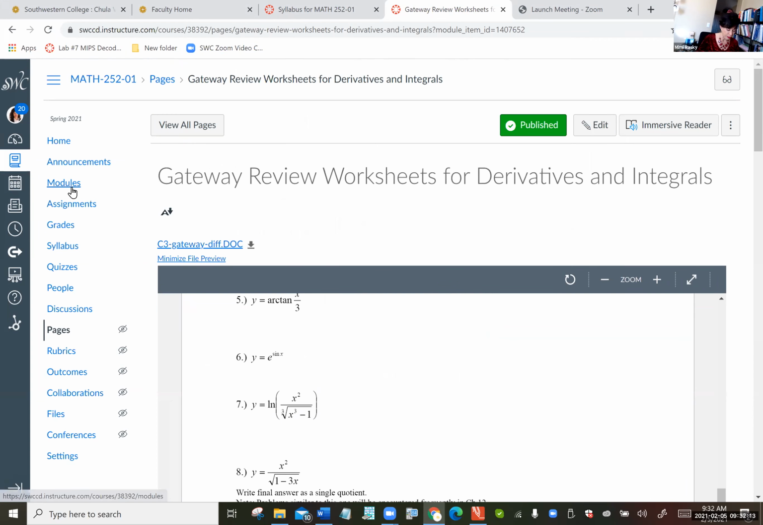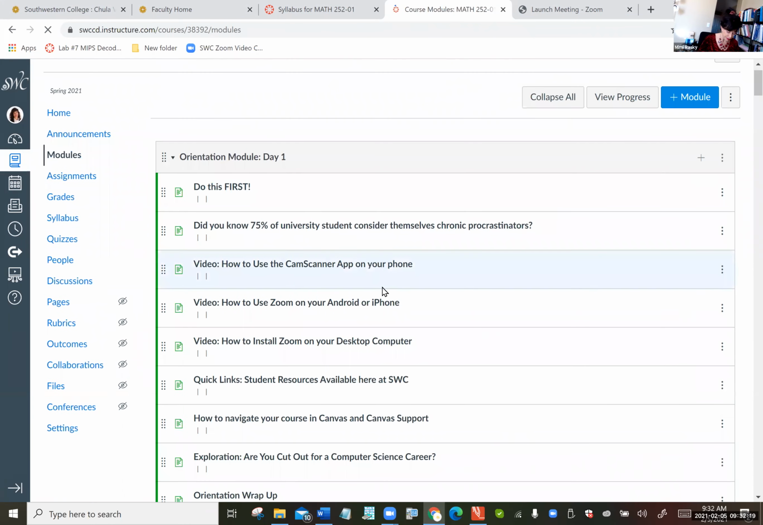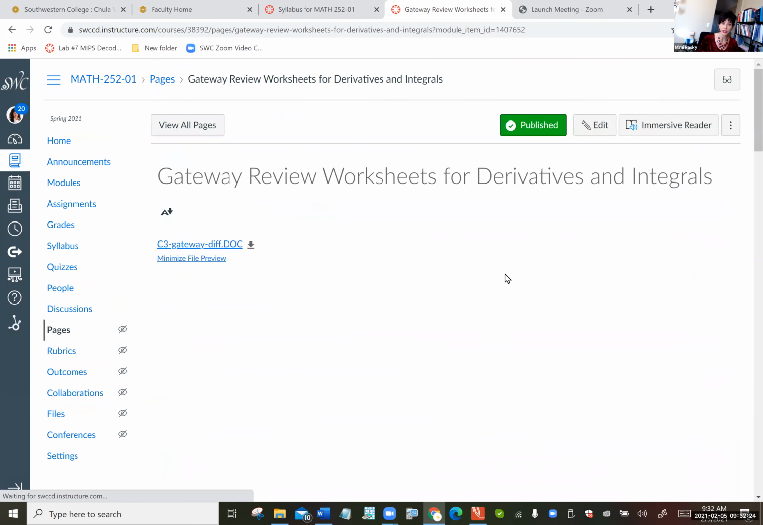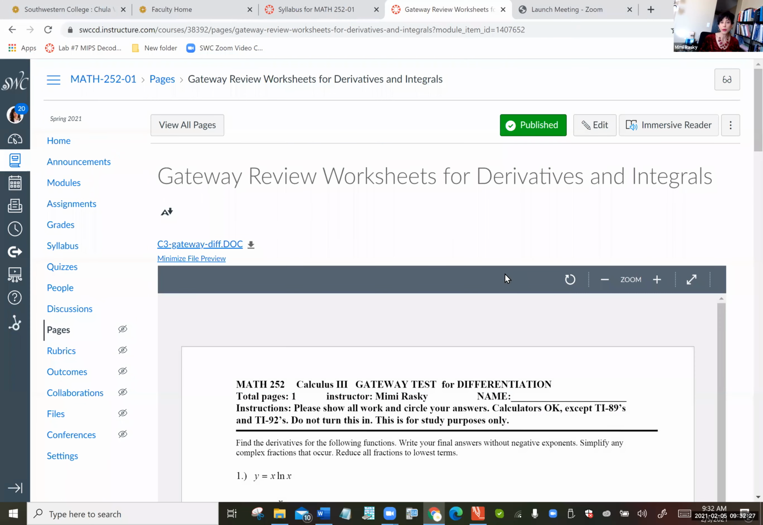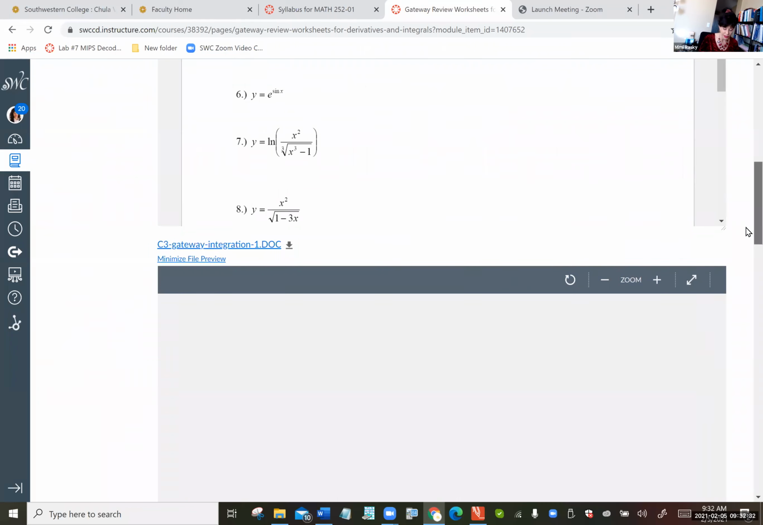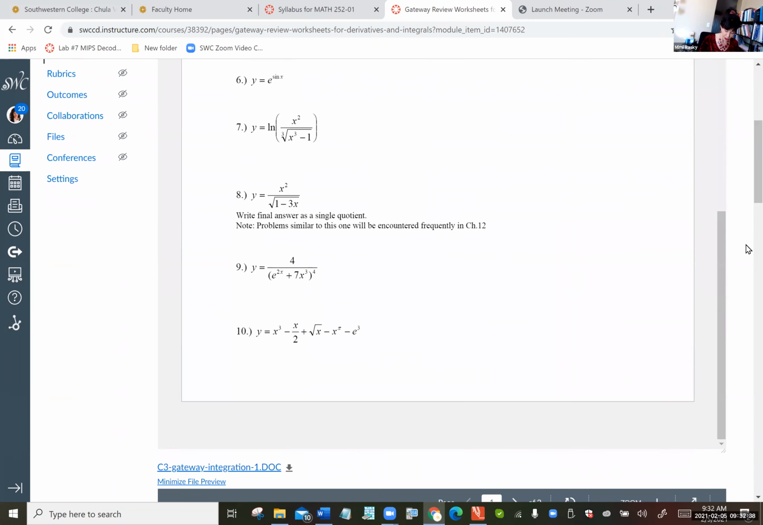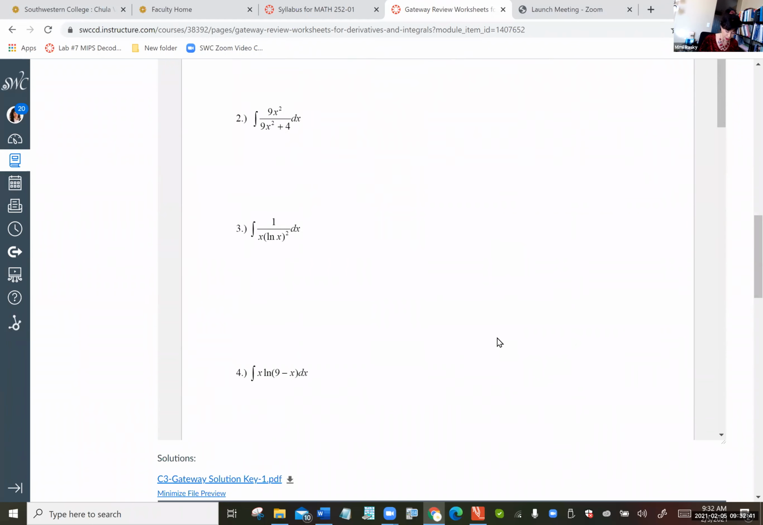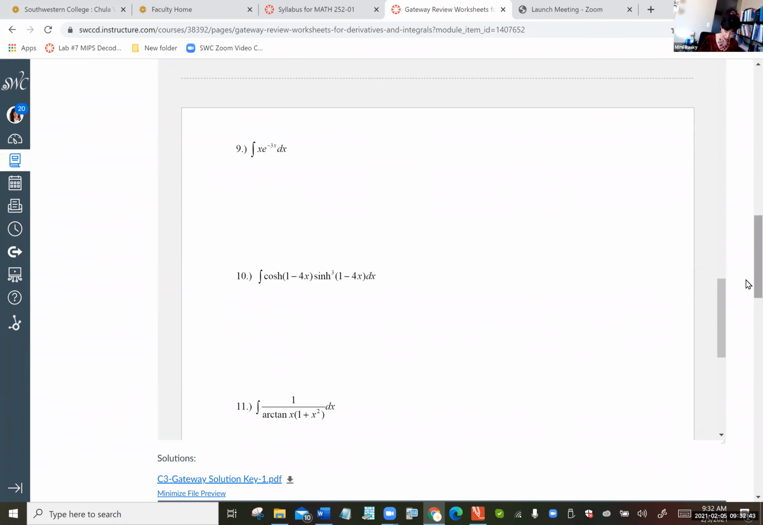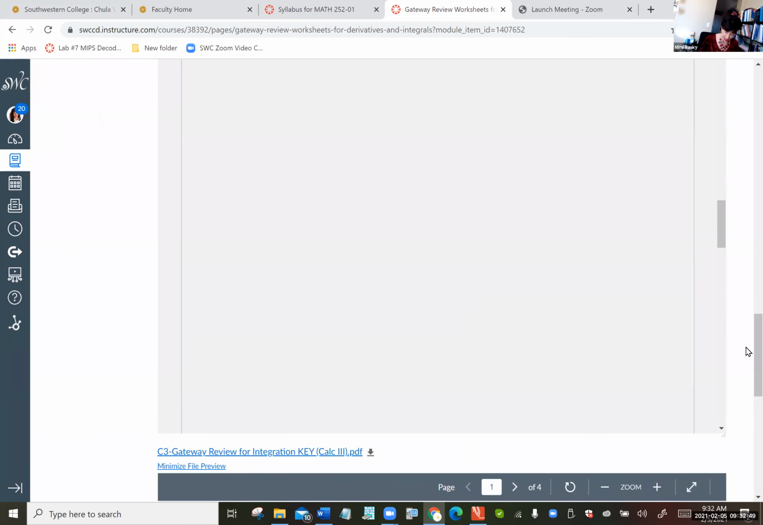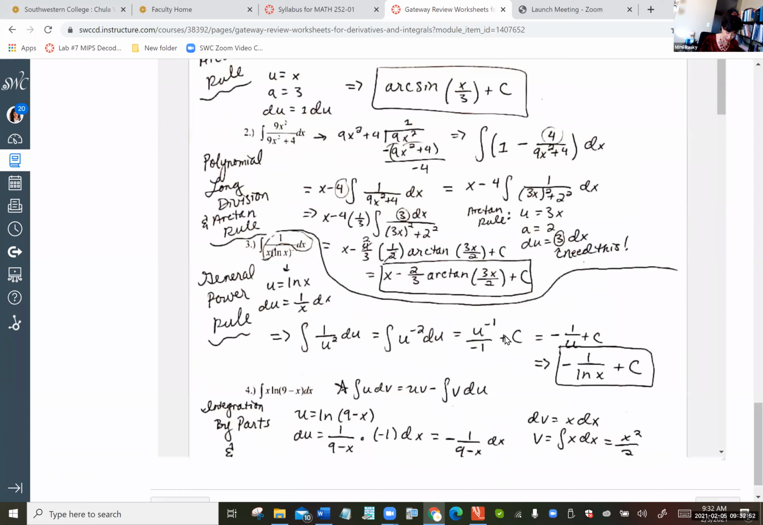I don't know if I told you guys this or not, but here in modules, if you go into week 1, I have what's called gateway review worksheets for derivatives and integrals. I encourage you to look at this. This will also help you get prepared for quiz 0, part A and B, which is just basically review of derivatives and integrals. Here I've posted a little worksheet for derivatives you can fill out, and another worksheet for some fun integrals you can work on. Then here is the solution key for the derivatives, and below that is the solution key for the integrals.